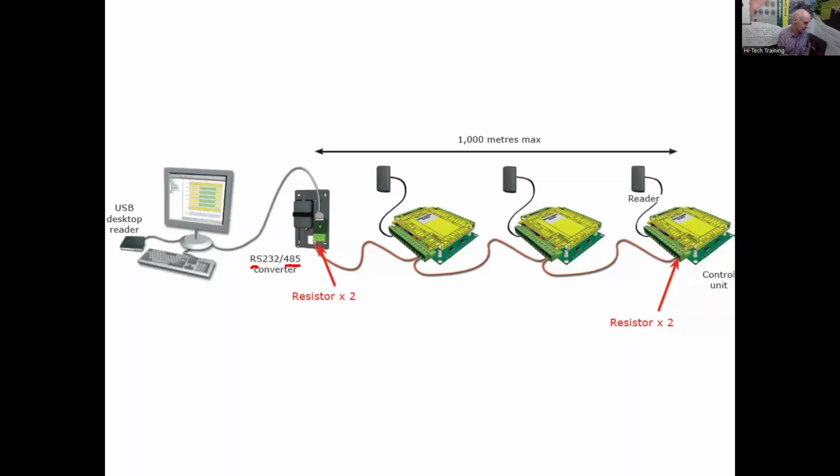So here on the left-hand side, we've got a PC or laptop. There's a USB card reader here. This reader is used to connect cards or fobs to program them into the system, to add a user and so on.